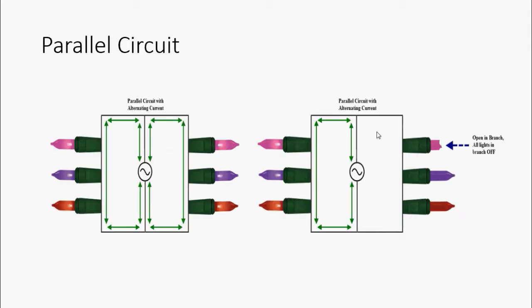Fortunately, a lot of new light strands are wired in parallel. Therefore, if one of the lights goes out, then only that branch of the circuit will be out. The open will be isolated to that branch, and current will continue to the other lights in the strand.